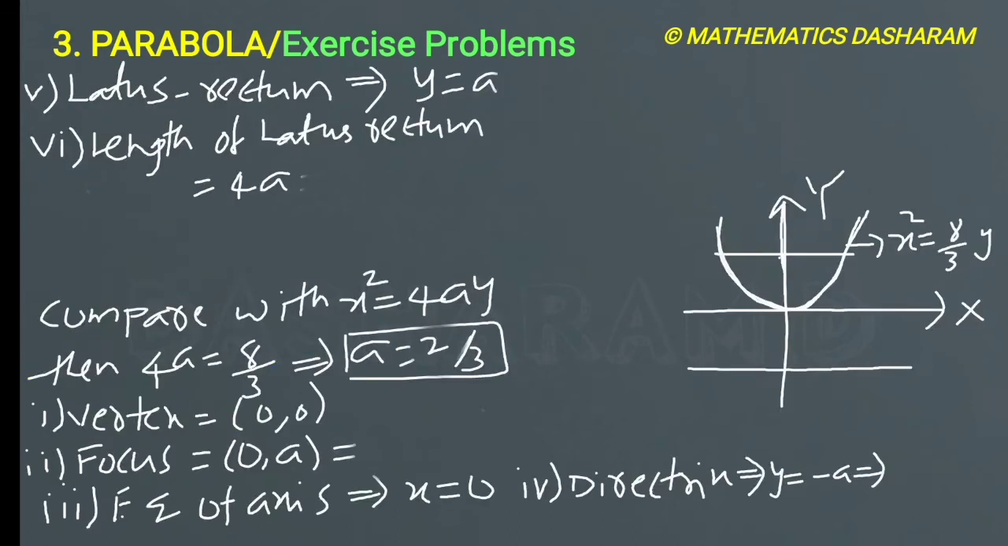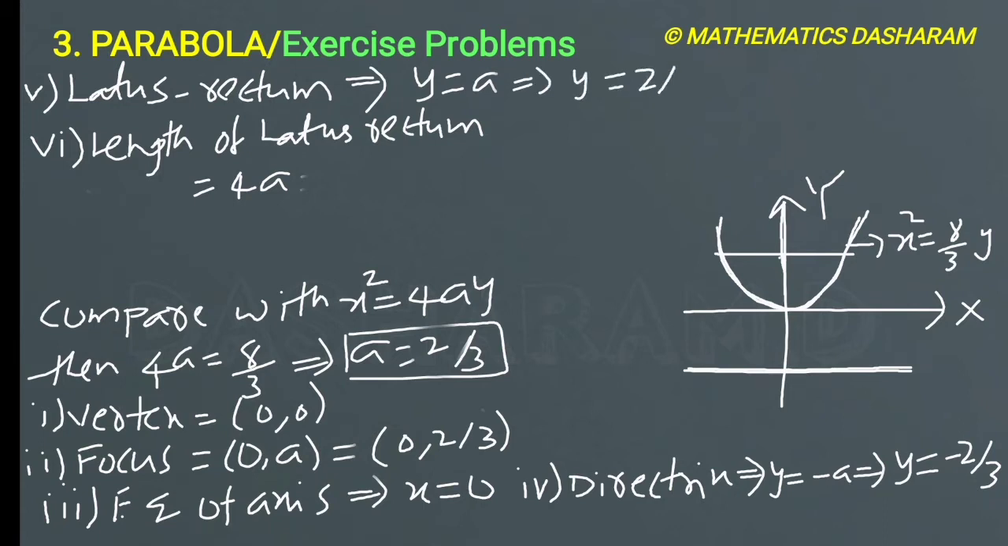So the first answer is the vertex, that is 0 comma 0. Next the focus, that means a fixed point 0 comma a, so 0 comma 2 by 3. Equation of the axis, x equals 0. Next, equation of the directrix, that is a fixed line, it will be on the negative direction of the y-axis. So y equals minus a, then y equals minus 2 by 3. Next, equation of the latus rectum, that is y equals a, so then y equals 2 by 3. Length of the latus rectum 4a, so 4 into a value 2 by 3, 4 twos are 8 by 3.